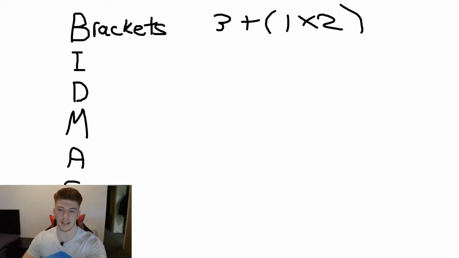Now as you can see in this example, we've got 3 plus 1 times 2 in brackets. So if you were just going to follow normal rules, you'd go 3 plus 1, which is going to give you 4 times 2. And that's going to give you 8. But following the rules of BIDMAS, you're going to do 1 multiplied by 2 is 2, plus 3 is 5. And that's the correct order of how to do it.